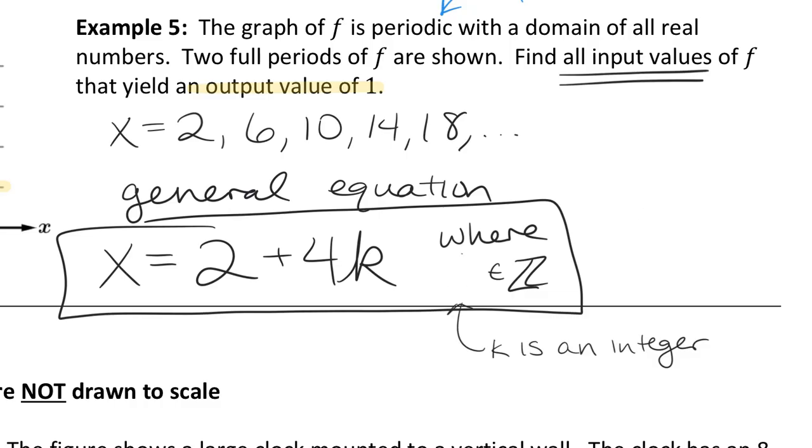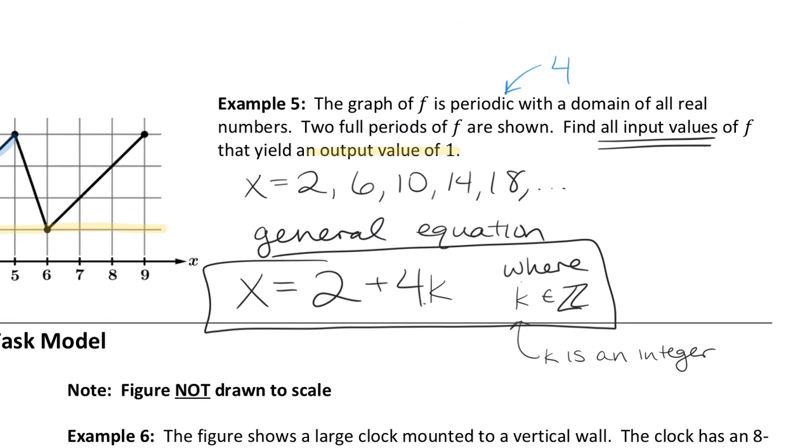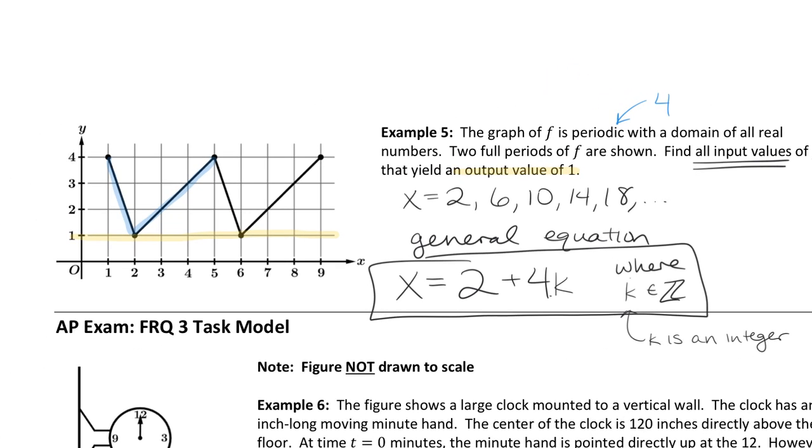That next symbol is the mathematical symbol for is an element of. k is an element of the integers. Which just means give me any multiple of 4 and add it to 2. All of those will be places where the output value is 1.